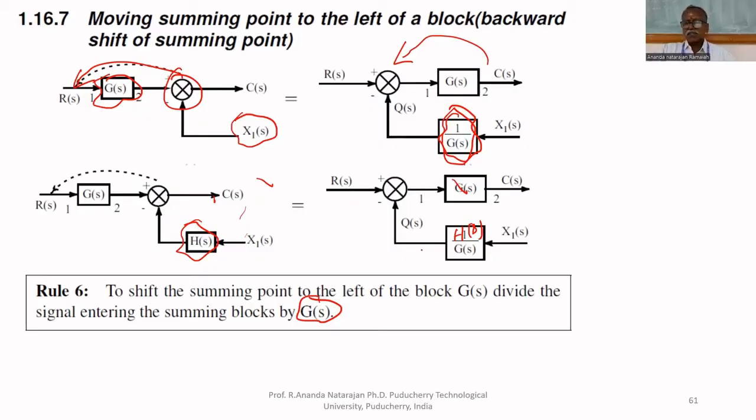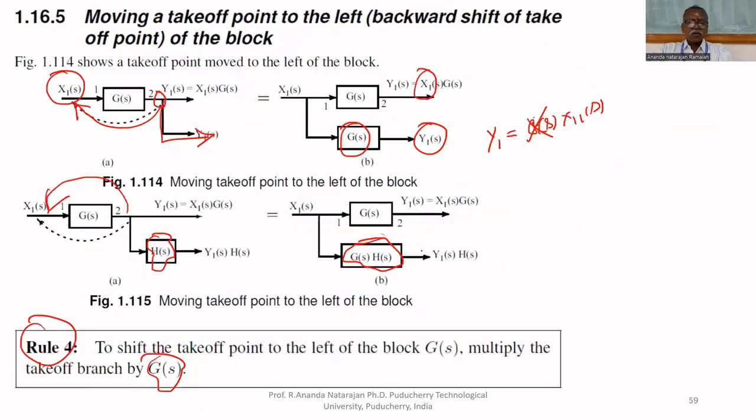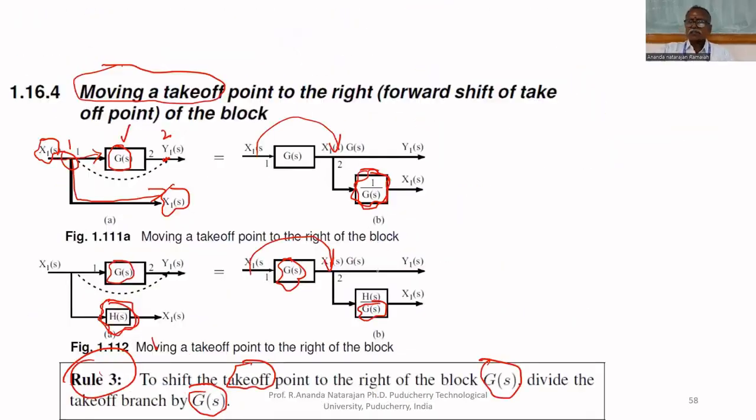Third rule, shift the summing block ahead of the block. If you want to do the forward shift, it is not amplified. If you shift that, it will be amplified. Therefore, divide. That's all. That signal is after takeoff. If it is multiplied by H of S, it means multiply by H of S by G of S to nullify the effect of G of S.